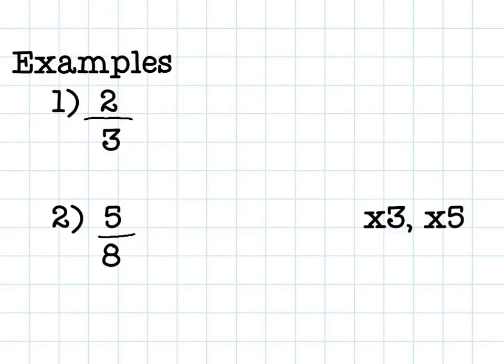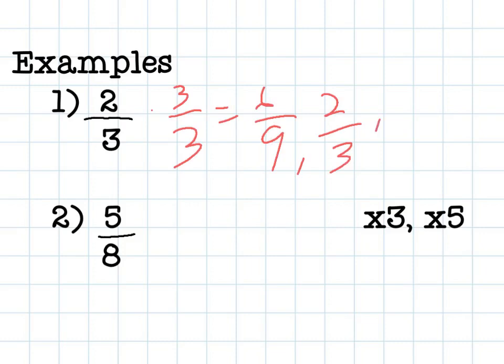Now, if I gave you 2/3 and I asked you to find an equivalent fraction, all you do is multiply the numerator and the denominator by the same number. So if we multiply by 3/3, the new fraction would end up being 6/9. If I take that same 2/3 and I multiply it by 7, I would now end up with 14/21. That would be equivalent fractions.